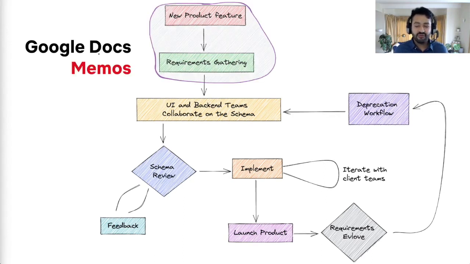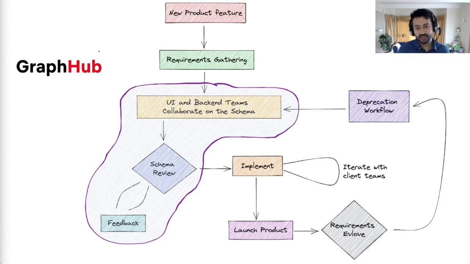So before GraphQL, we used memos for defining product specs and requirements, collaborating with product managers, and that still worked great, so we kept it. To address collaboration challenges between the client and the server teams, we created GraphHub, a schema collaboration tool. The goal of GraphHub is to escape from the shackles of the implementation details and focus on the API and design a schema collaboratively with your UI partners.